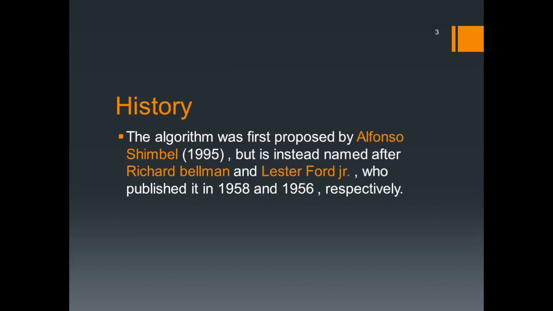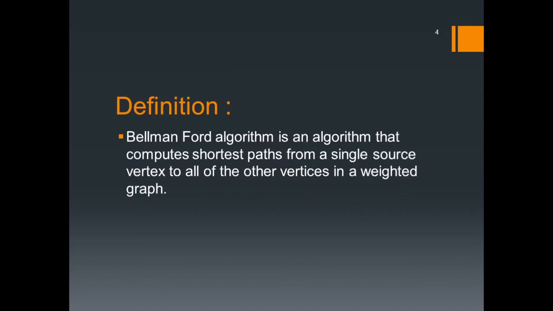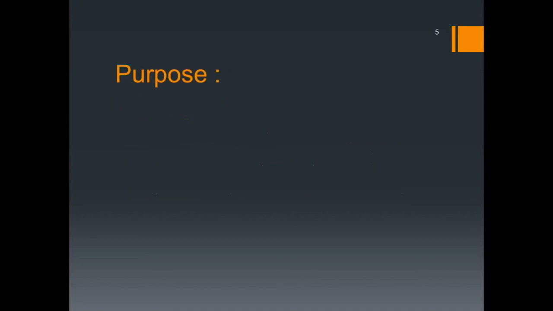Come here to the definition part. So what is this algorithm? The Bellman-Ford algorithm is an algorithm that computes the shortest path from a single source vertex to all other vertices in a weighted graph. So let's move on to the next part of this algorithm.